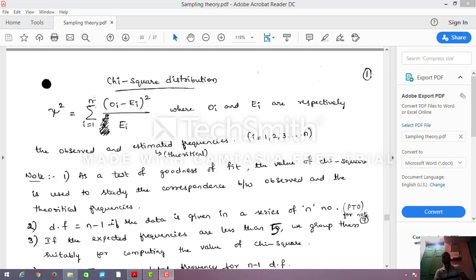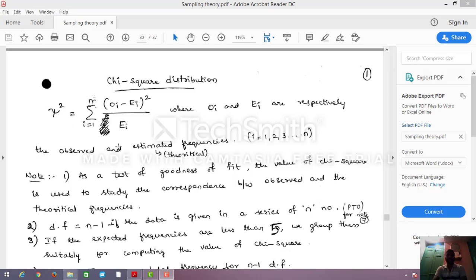In today's class, we are going to see chi-square distribution. So first we can see the formula. Chi-square equals the summation of i equal to 1 to n of (oi minus ei) whole square divided by ei, where oi and ei are respectively the observed and estimated, or rather theoretical, frequencies. Oi is the observed frequency, ei is the estimated frequency.